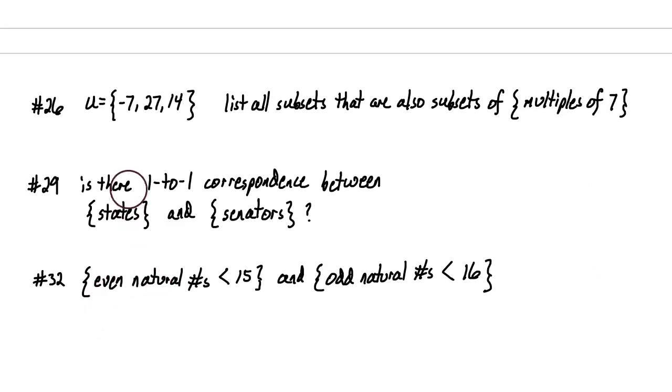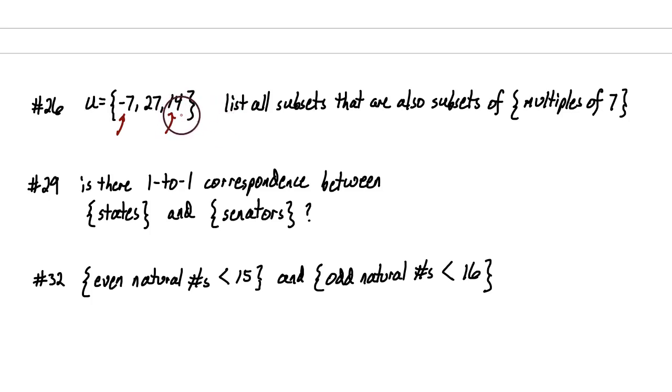Next, number 26. We're given that set U has the elements -7, 27, and 14. We're asked to list all subsets of that set. There are also subsets of the set containing the multiples of 7. So are any of these numbers multiples of 7? That would be -7 and 14. -7 is -1 times 7, and 14 is 2 times 7. Those are multiples of 7.